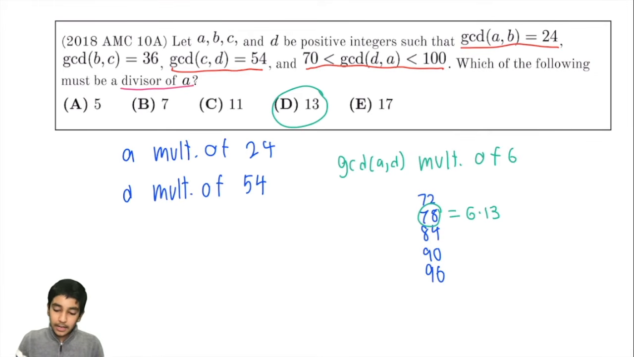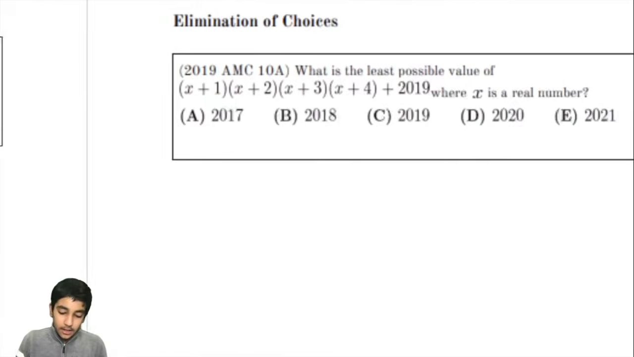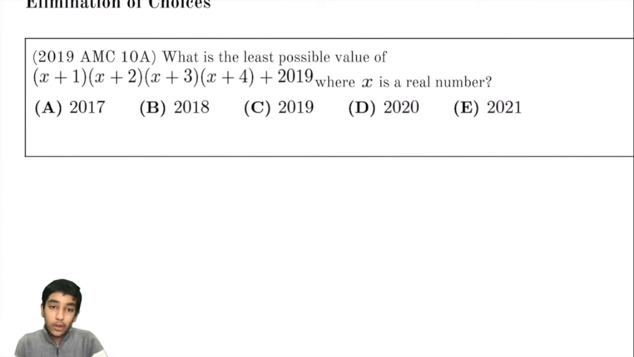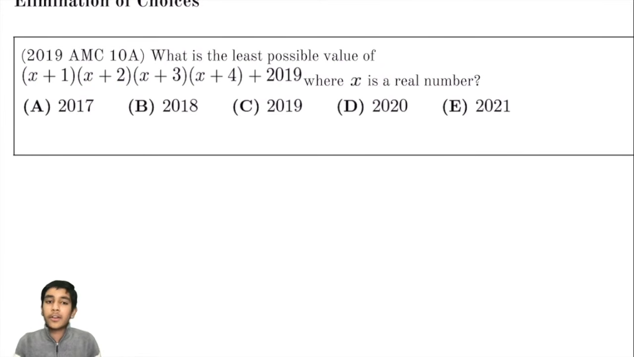Okay, so now let's move on to the next problem. We're going to move on to a similar technique, elimination of choices. This is where you eliminate choices and narrow it down to one or two maybe, so you can guess. So for this problem, we want to find the least possible value of (x plus 1)(x plus 2)(x plus 3)(x plus 4) plus 2019, where x is a real number. Okay, so what do we do?